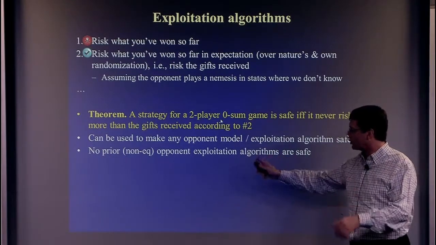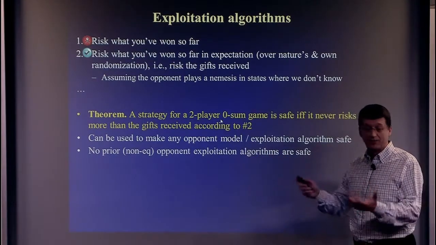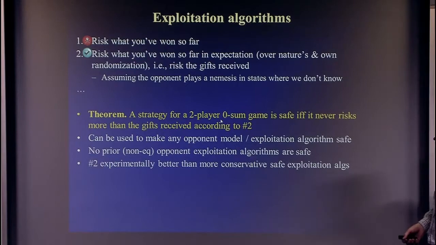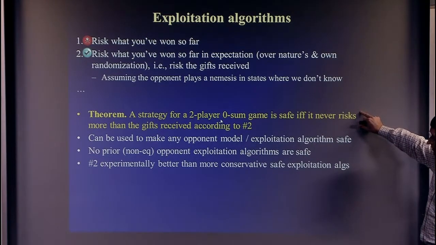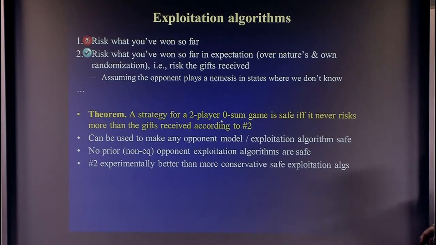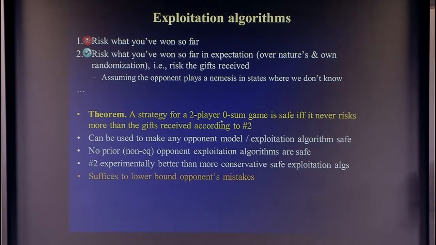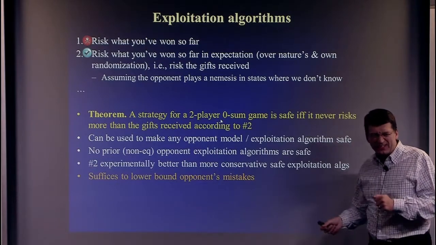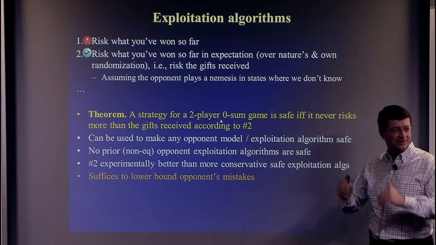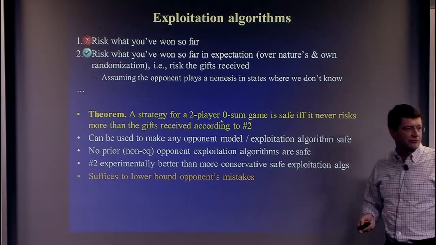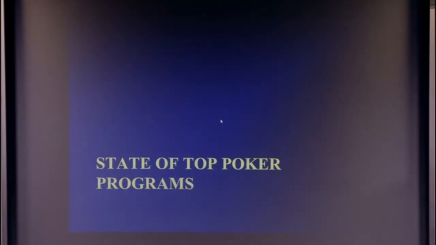We looked at the whole literature of opponent exploitation algorithms. None of them were safe. And number two, in addition to being theoretically the most opportunistic, also experimentally performs the best. Also, you don't have to know the gifts exactly. As long as you can lower bound the gifts that the opponent has given you, you can use that in the algorithm. Okay, so that's all I was going to say about technical things, except for the conclusion that's coming up.